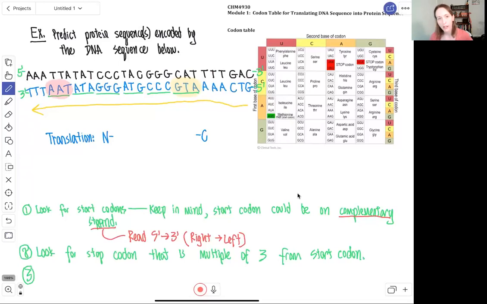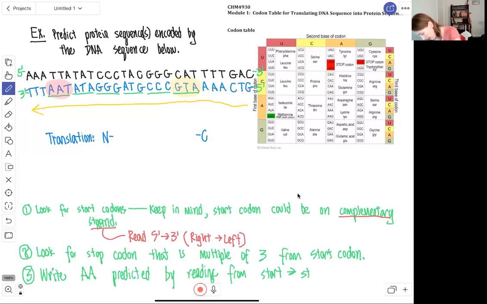So we look for a start codon, we look for a stop codon that was a multiple of 3 from it, and now what we're going to do is write the amino acid sequence predicted by reading the codons, those blocks of 3 nucleotides, from the start to the stop codon in order. And since we're reading on this bottom line here, we are reading entirely from right to left. So our start codon, reading from right to left, ATG, is going to be methionine. So I'm going to fill in methionine at my N terminus.